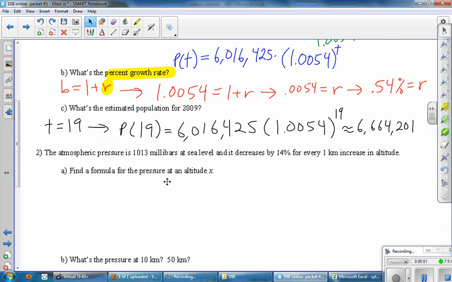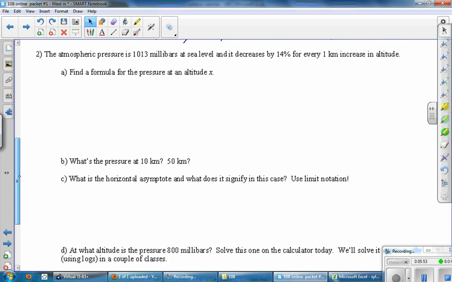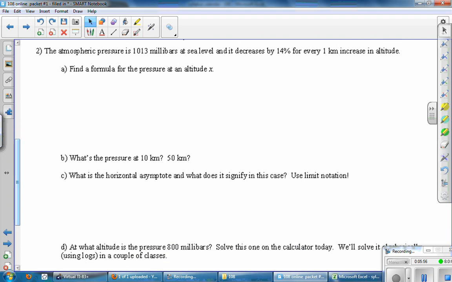Okay, number 2. The atmospheric pressure is 1,013 millibars at sea level, and it decreases by 14% for every 1 kilometer increase in altitude. Part A, find a formula for the pressure at an altitude x.